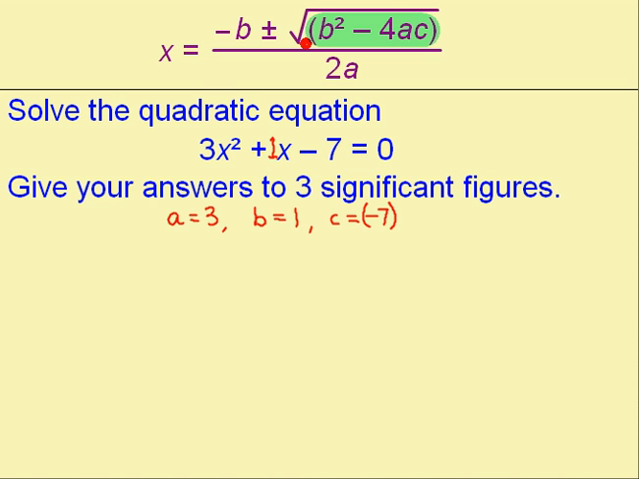Now I'd like you to do step 2. That's to work out the value of b squared minus 4ac. Press pause and have a go. When you're ready, press play.